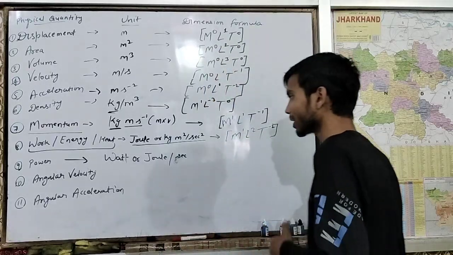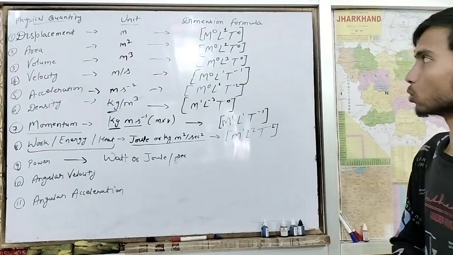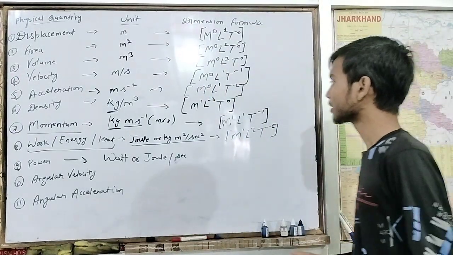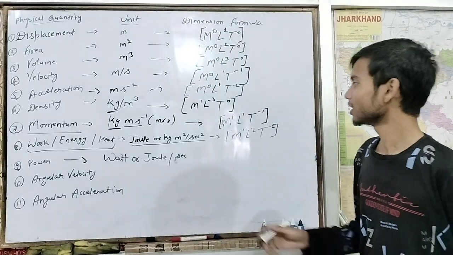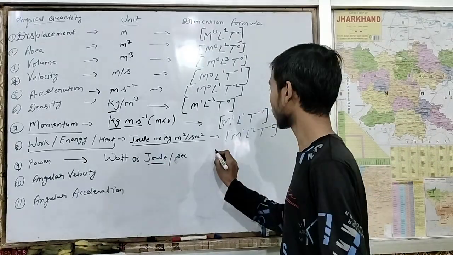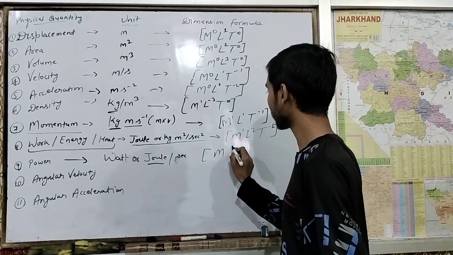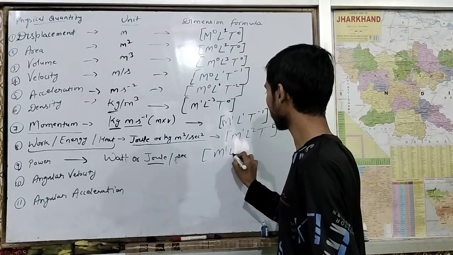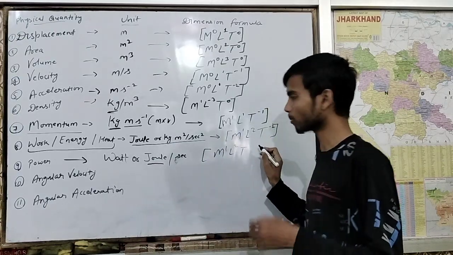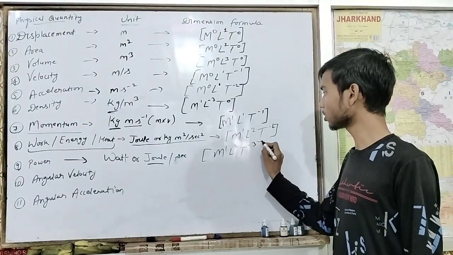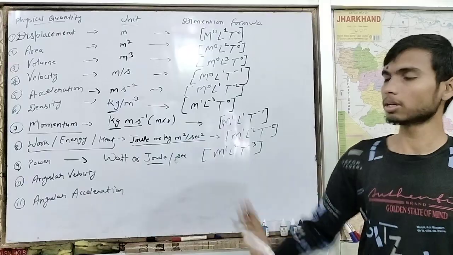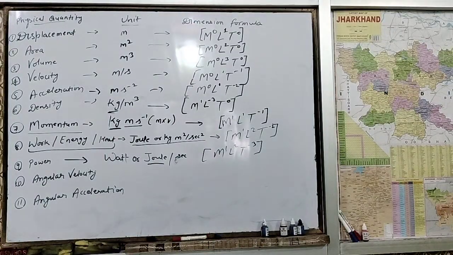Now we know the dimension formula for joule. We will just add one more second. So for joule, we know M1 L2 and minus 2. There is one more minus. This is the complete dimension formula for power: M1 L2 T raised to power minus 3.